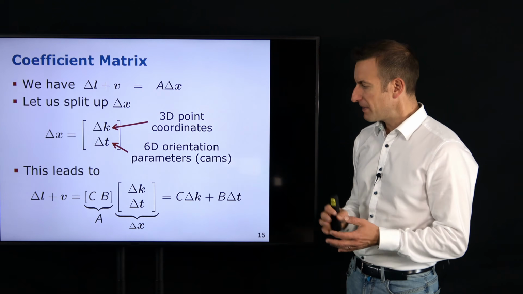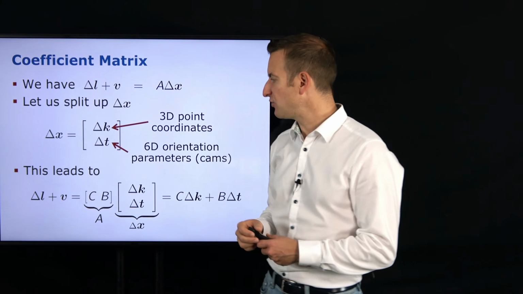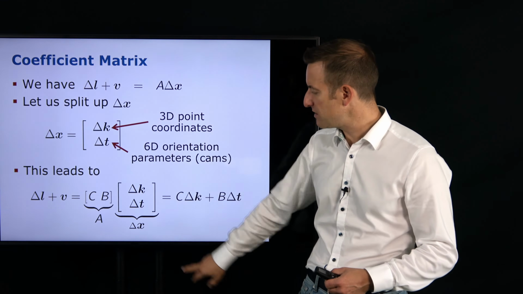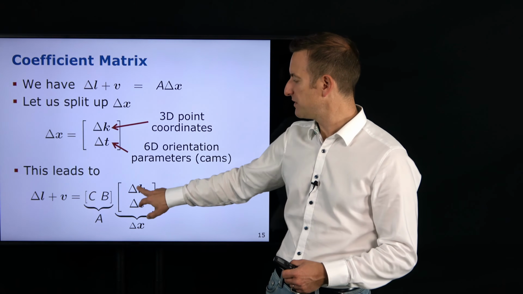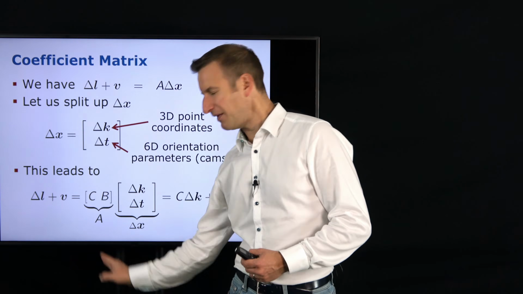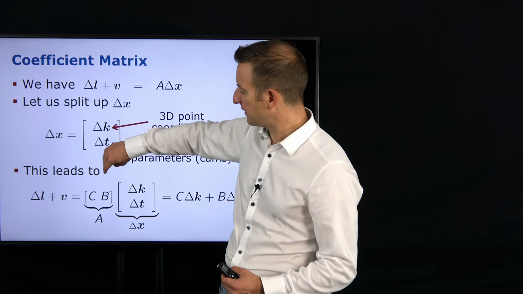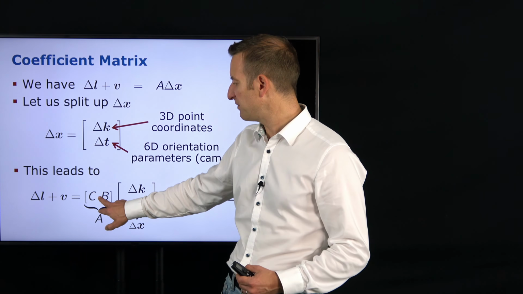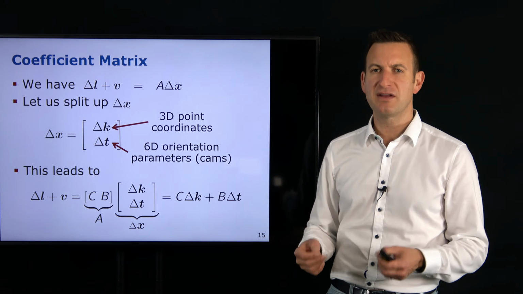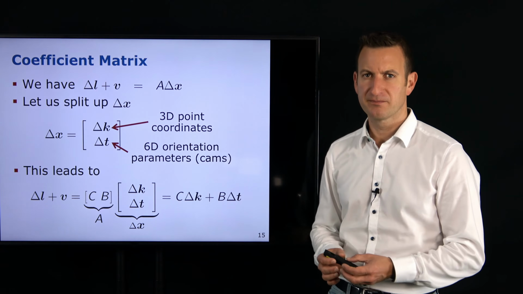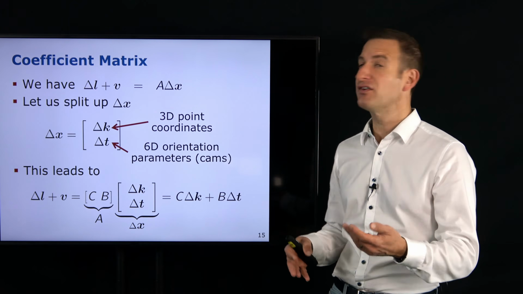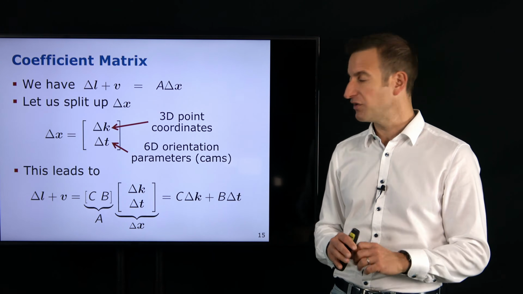Okay? So if I then write down my equation with my matrix A, delta L plus my corrections is this matrix A times delta x. And now I know that delta x consists of a delta k and a delta t block. This means I can take my matrix A and cut it, not exactly in the middle, but exactly at the point after 3 times the size of delta k. That would give me 2 matrices, a matrix C and a matrix B. So it's just splitting our matrix A into 2 matrices, C and B, having the same entries.